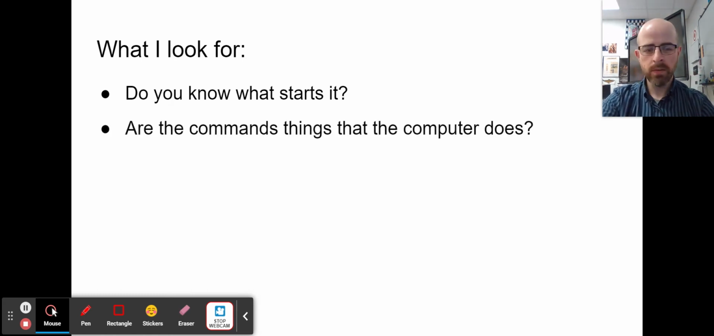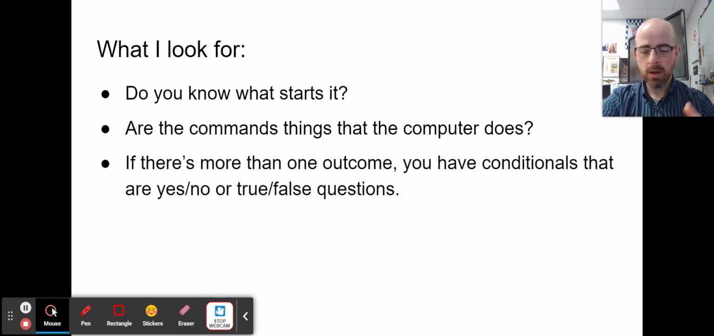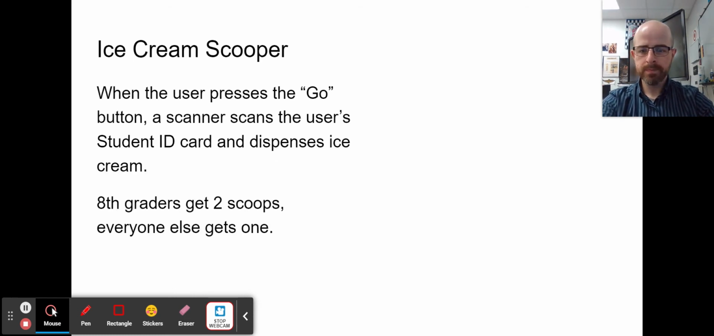Are the commands in it things that the computer does? And if there's more than one outcome, which there will be for all of these, you have conditionals that are yes, no, or true, false questions. So here we go. Take this scenario. When the user presses the go button, a scanner scans the user's student ID card and dispenses ice cream. 8th graders get 2 scoops, everyone else gets 1. Take a moment, pause the video, write a flowchart for this, and then when you're done, unpause the video.